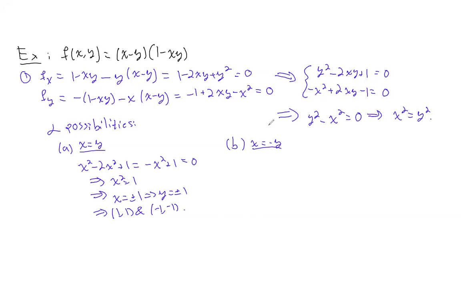But what about if x equals negative y? If x equals negative y, then y squared is still x squared. So that becomes x squared plus 2x squared this time, because x equals negative y, plus 1. Or in other words, 3x squared plus 1 is 0, which means that x squared is equal to negative 1/3.